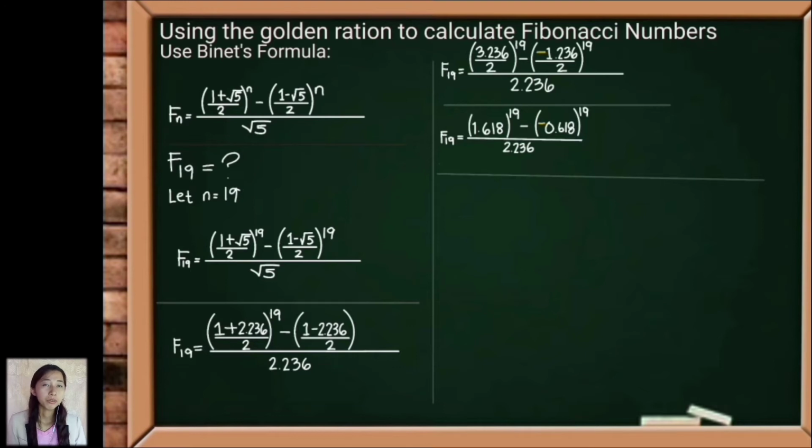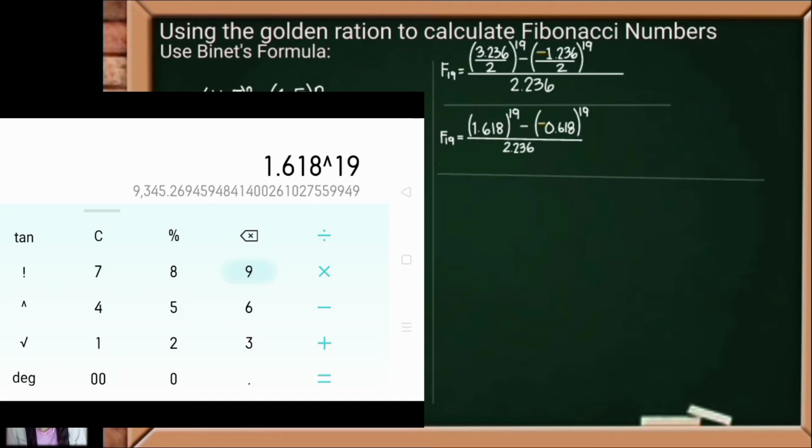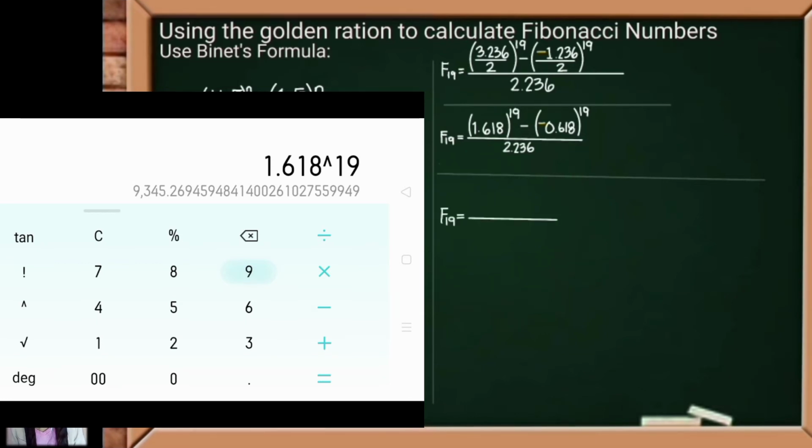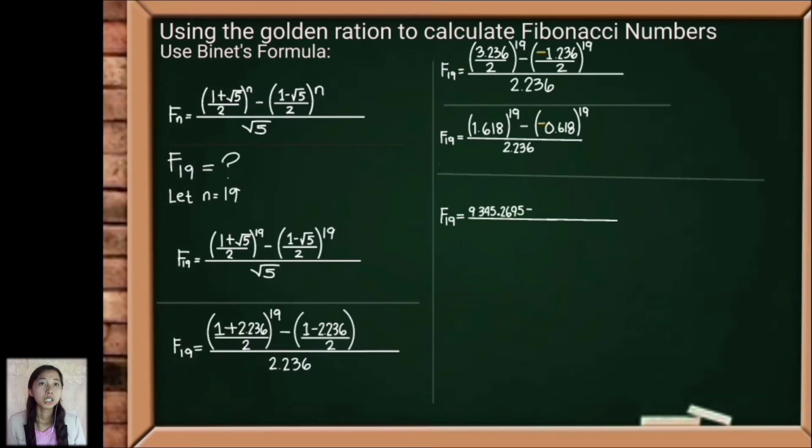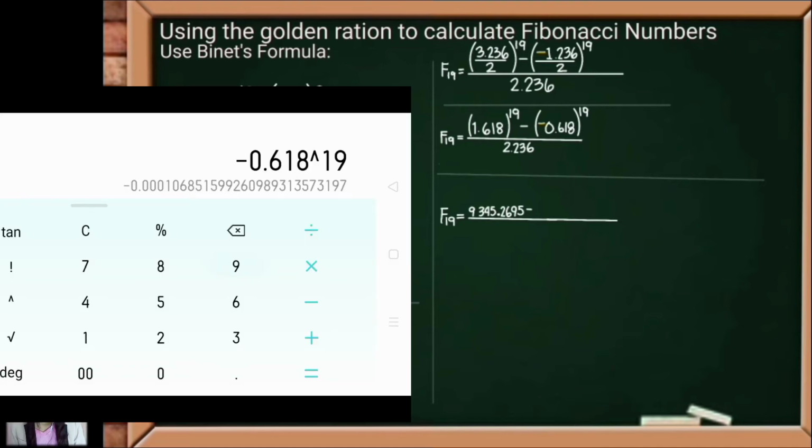So again, we have to simplify it. 1.618 to the power of 19. That is, what is the 19th power of 1.618? So if you were to use the calculator, the answer is 9,345.26 minus, what is the 19th power of negative 0.618?